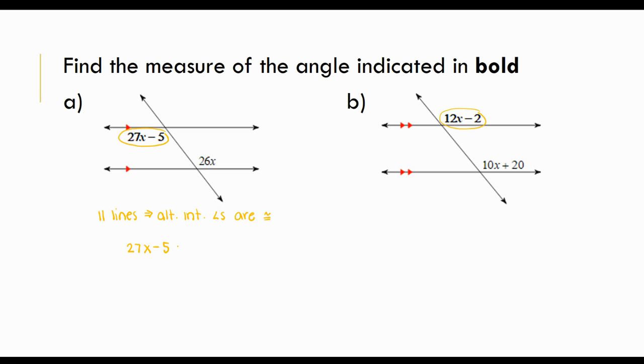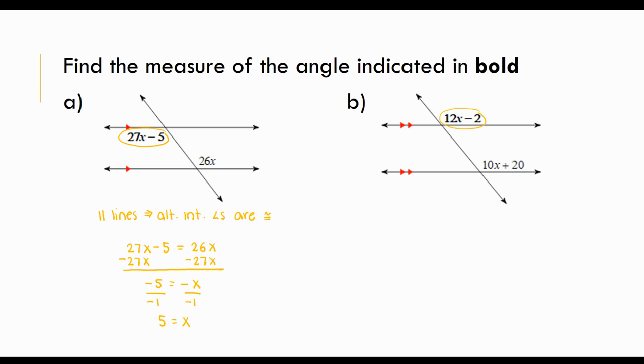So 27x minus 5 is going to equal 26x. I'm going to move the 27x over to the other side to get the x's together. That gives me negative 5 equals negative x. I'm going to divide both sides by negative 1. So 5 equals x. But that's not my final answer.